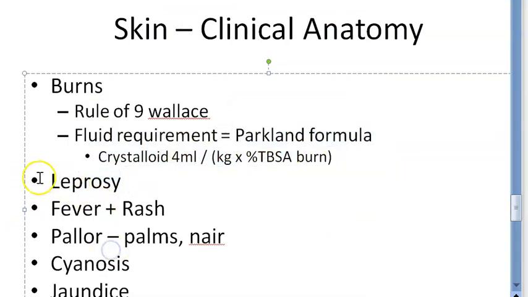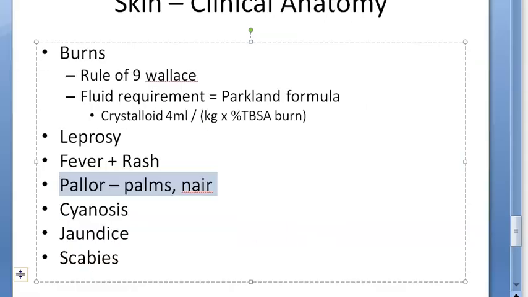Then in leprosy, etc., you will see anesthetic patches, right? Then fever with rash could be dengue or Japanese encephalitis or something. Fever with rash, you should remember, okay? Then pallor, how will you check? You will actually check the superior palpebral conjunctiva, right?